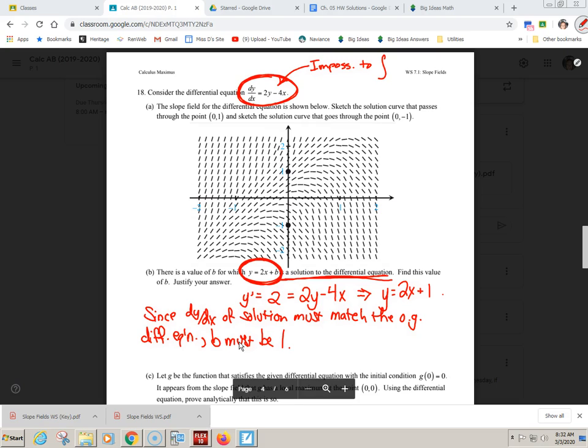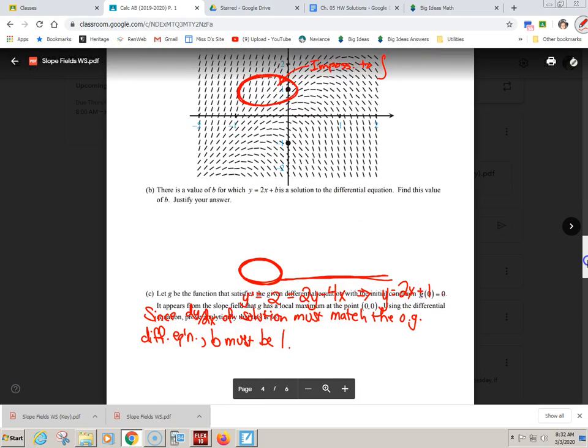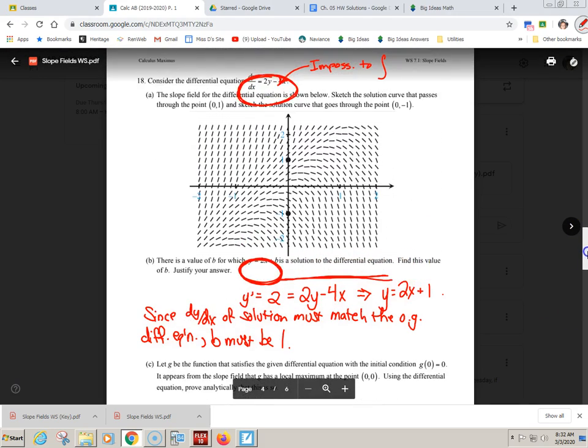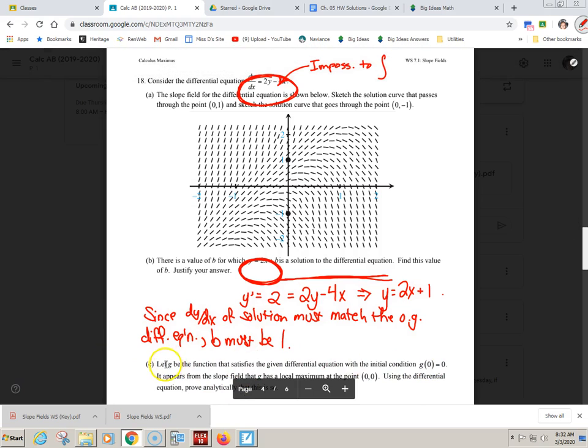Okay, I went ahead and kept on doing that one because that was a weird question. Let me see if I can give a little less information. C says, let G be the function that satisfies. Ooh, they give me a name but not a function? Gnarly. G of 0 is equal to 0. Okay, I mean, 0, 0 is the point. It appears from the slope field. Here we go, Adam, ready? It appears from the slope field. Is that enough to justify? No. It appears from the slope field G has a local max at 0, 0. If you were to graph 0, 0, does the flow seem to have a max there? Yeah, maybe. But it says, using the differential equation, prove that this is so.